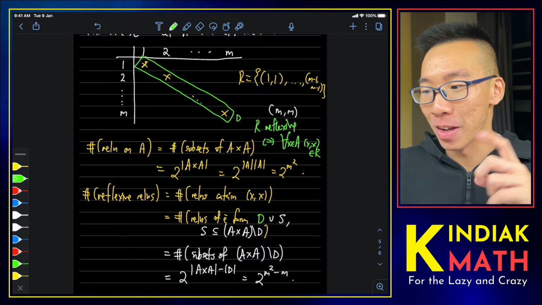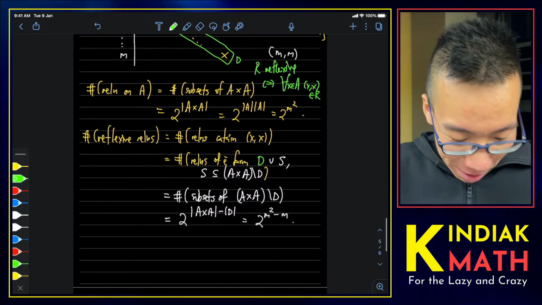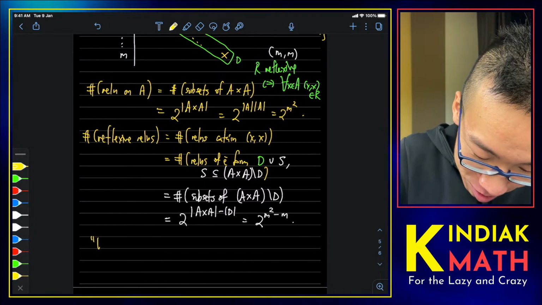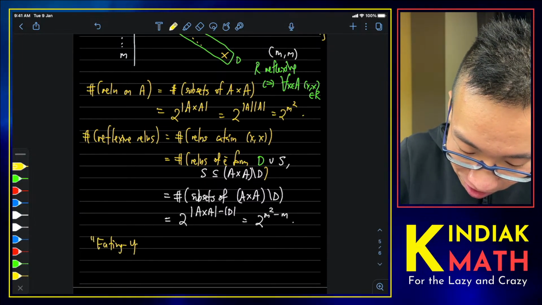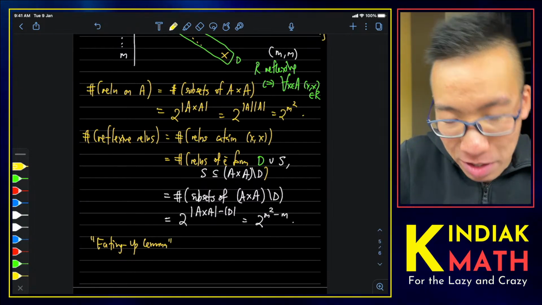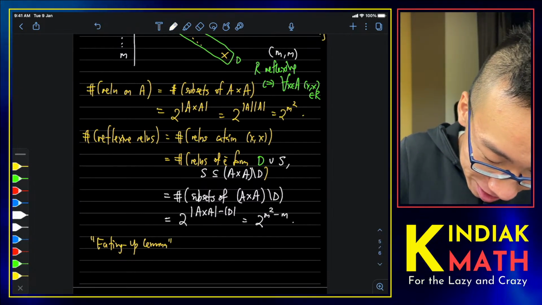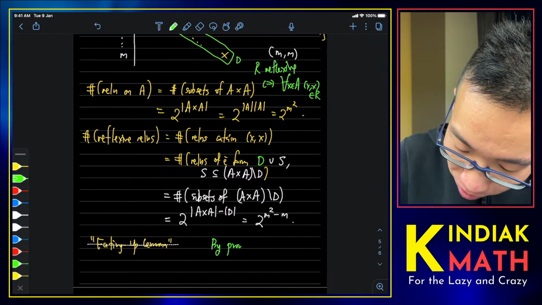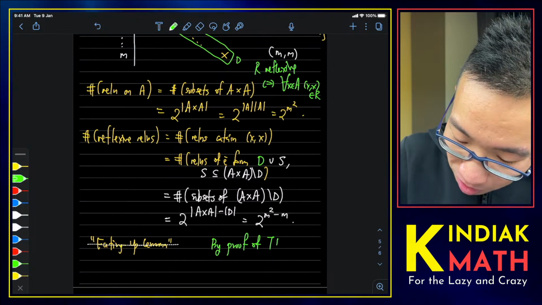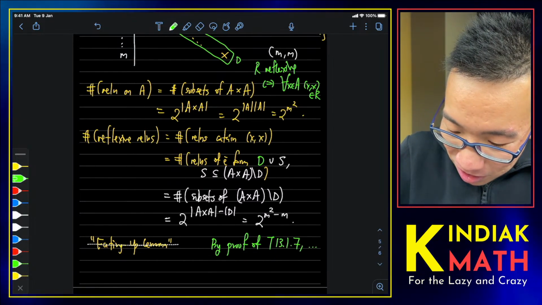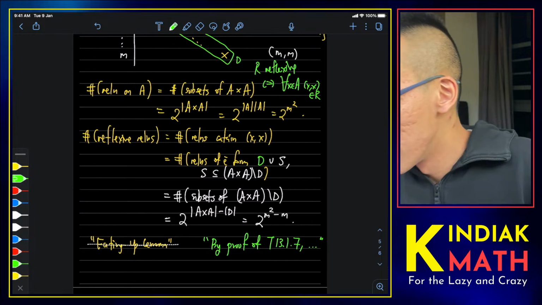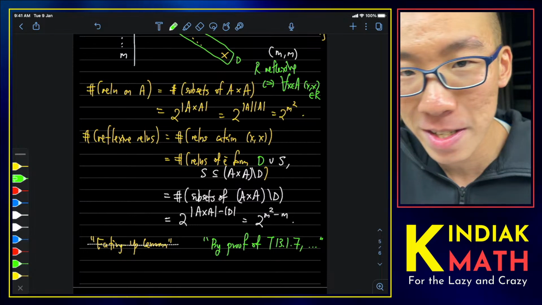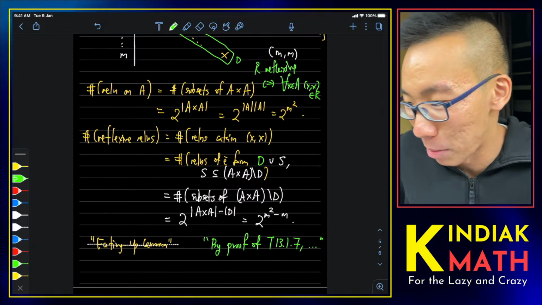There is one exception though. If you're ever using the eating up lemma, please do not use the phrase eating up lemma in the exams, because I'm not the lecturer. It appears quite a bit in the graph theory segment. Instead, say by the proof of theorem 13.1.7, and then you can continue on the argument, which essentially says that you're using the eating up lemma.